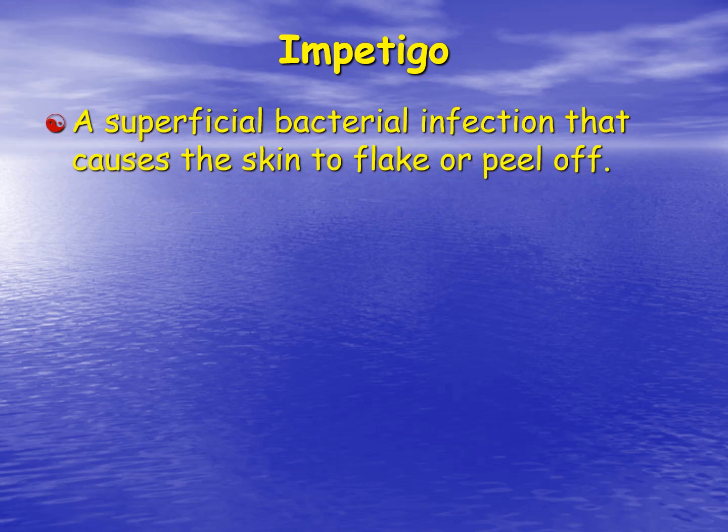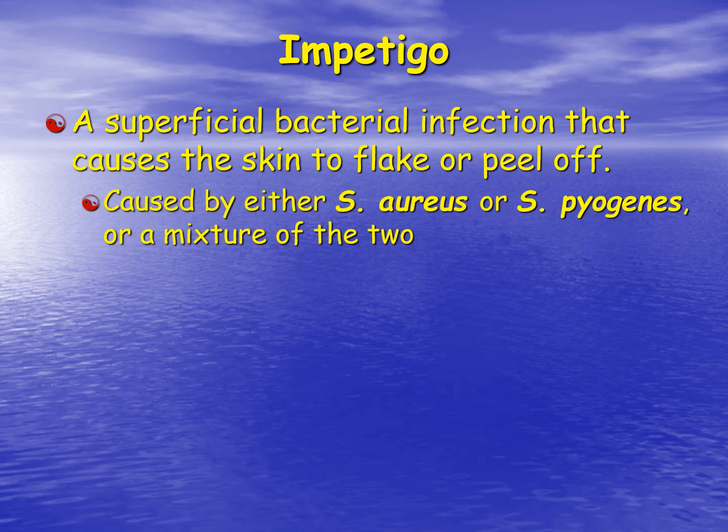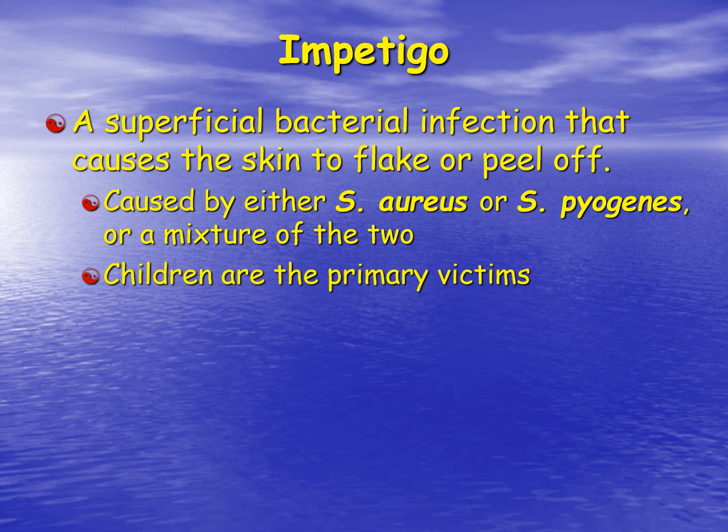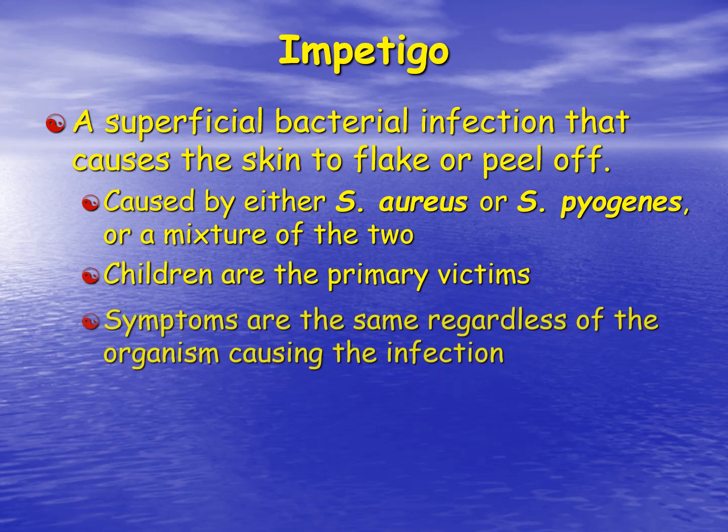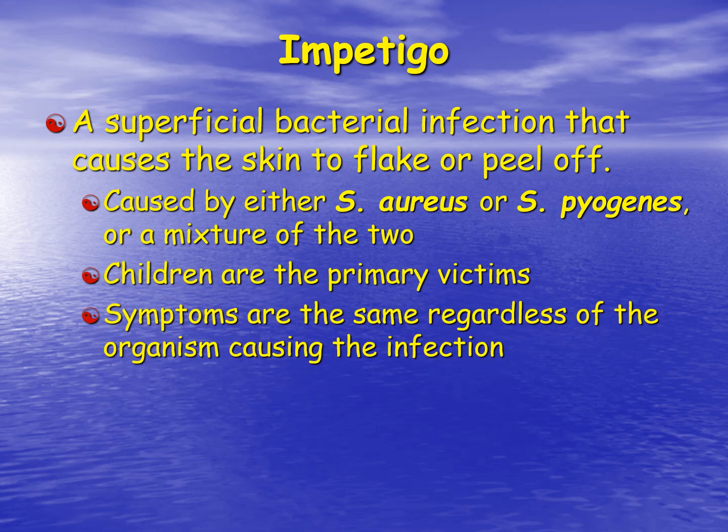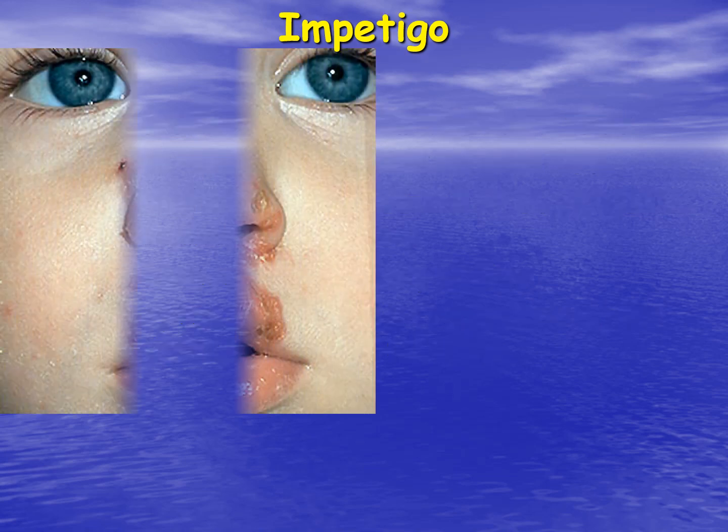Impetigo. This is a superficial bacterial infection that causes the skin to flake or peel off. It's caused either by Staphylococcus aureus or Streptococcus pyogenes, or a mixture actually of the two. Children are the primary victims of impetigo. Symptoms are the same regardless of the organism that causes the infection.